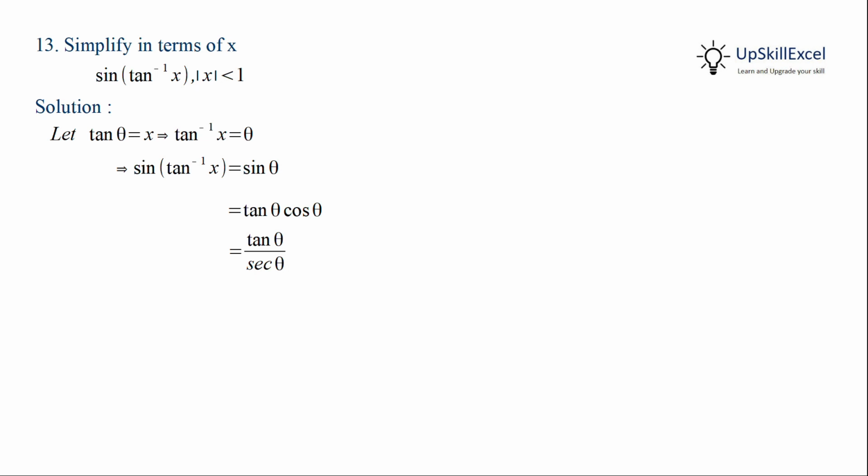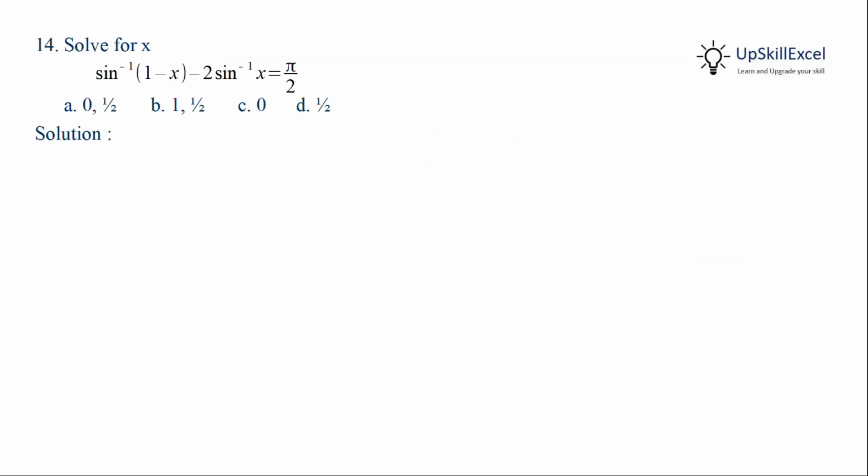From sec square theta equal to 1 plus tan square theta, we can replace sec theta as under root of 1 plus tan square theta. Now we can substitute tan theta is equal to x to get the answer x divided by under root of 1 plus x square.